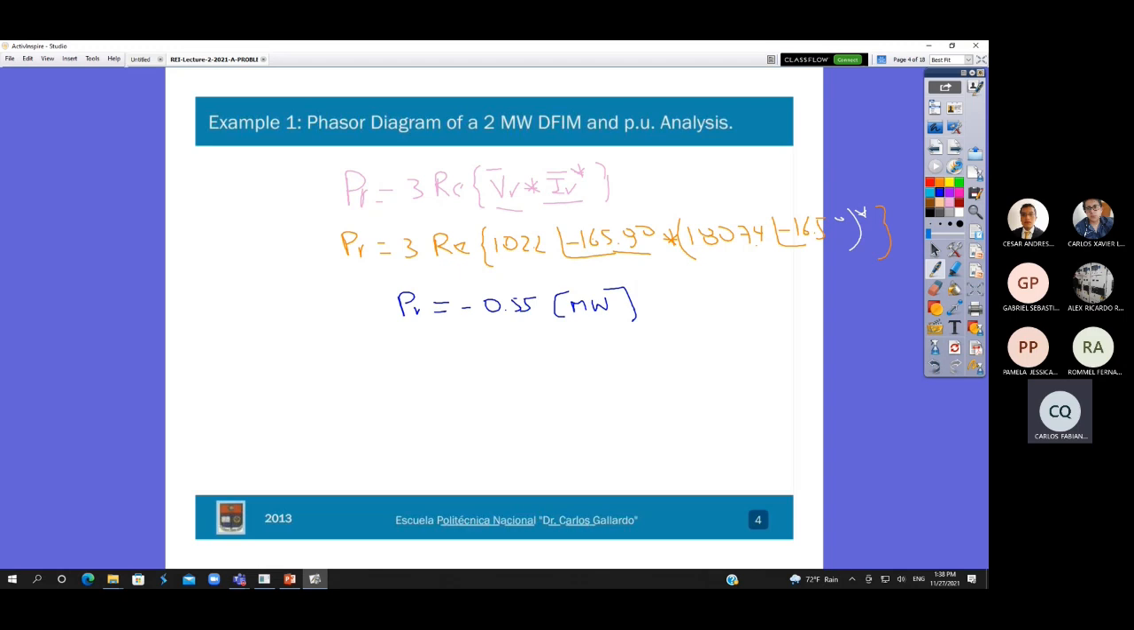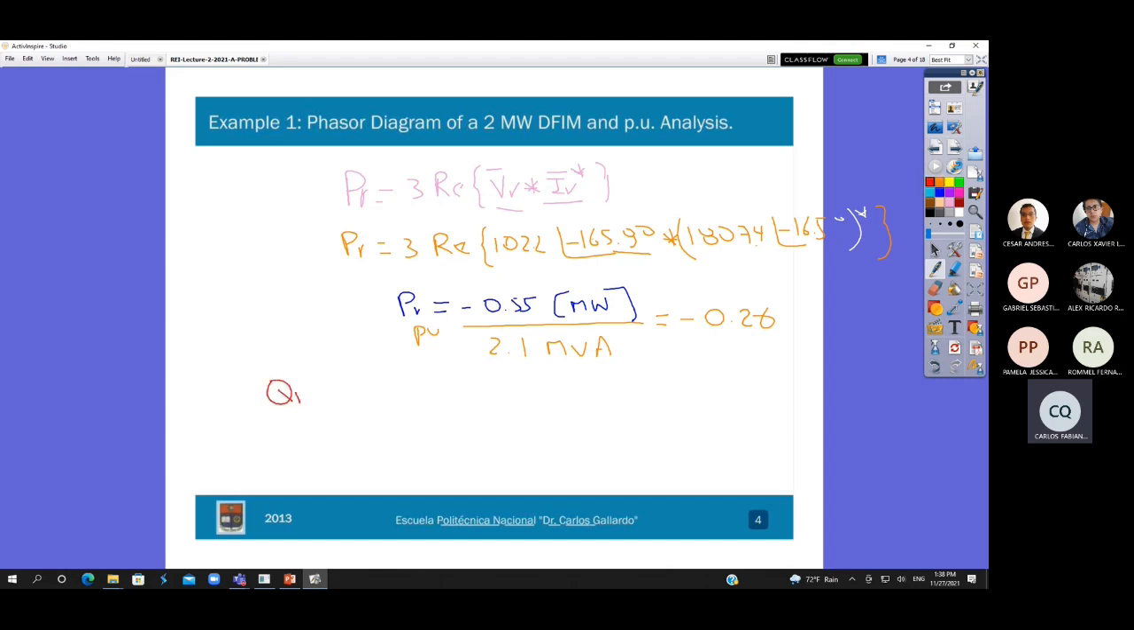If I want to compute the per unit value, once again the definition is the actual value over the base. The base is 2.1 MVA. Therefore, the per unit rotor active power is equal to negative 0.26. This is the per unit value. This is the active power.